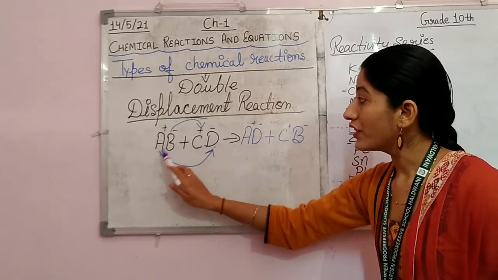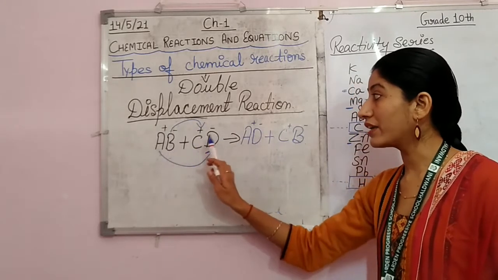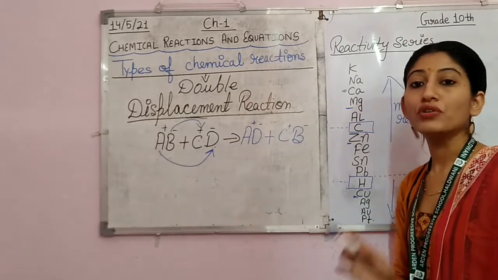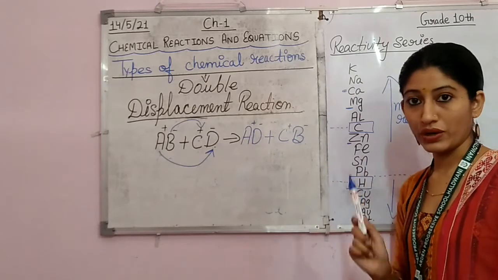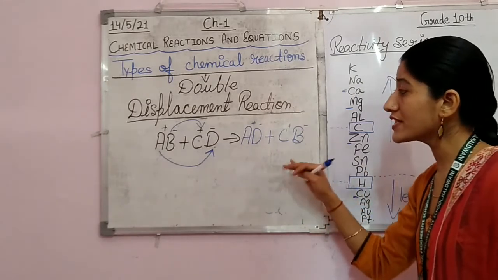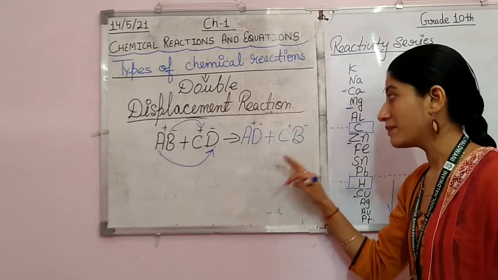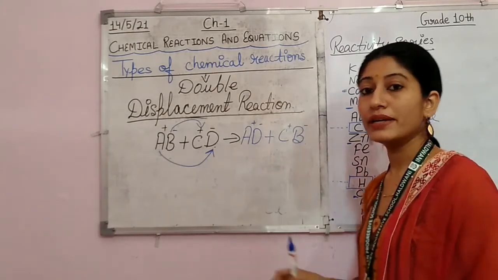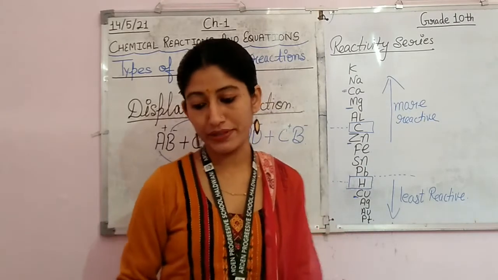Here the positive part will combine with the negative part, and the negative part will combine with the positive part. When the product forms, you will arrange it like positive negative, positive negative, because compounds form like this only. So this is the method of carrying out a double displacement reaction. Now students, when we talk about the double displacement reaction, it's time to see its examples.